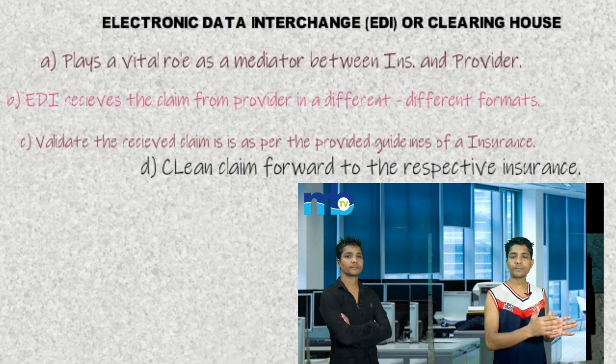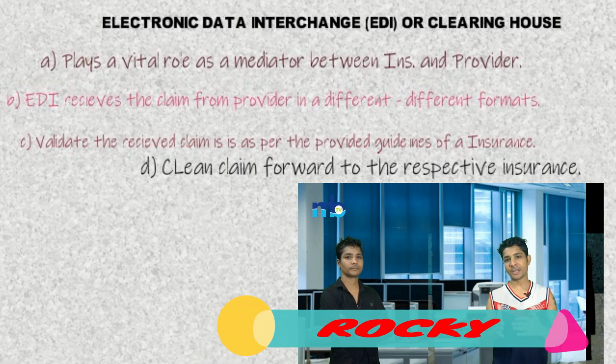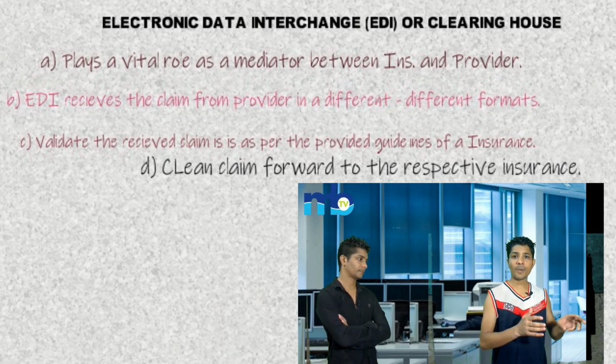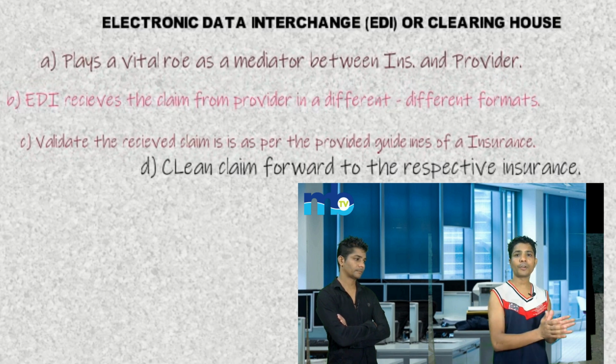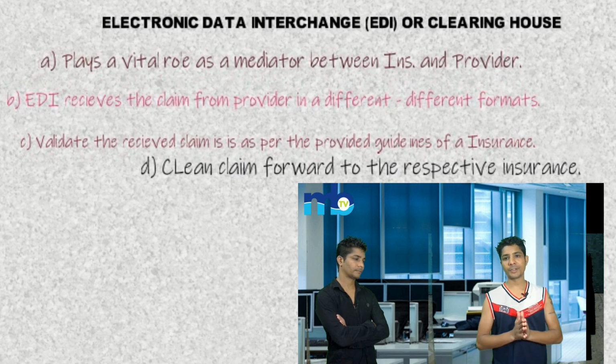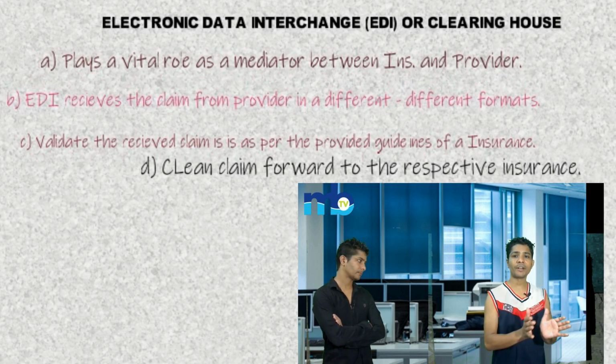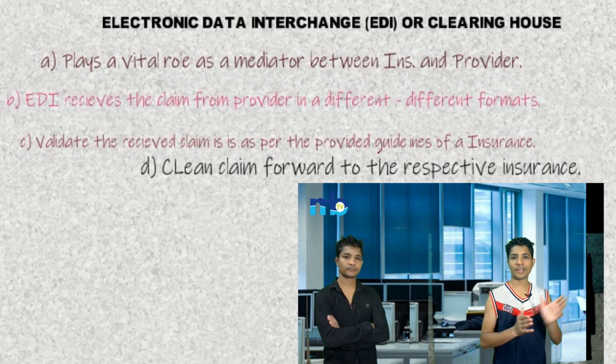So what they do is receive a claim from the provider and check the guidelines of the insurance company. If it is good, then they will reformat all the claims into the format of the insurance company and then forward that claim to the insurance company. I'll explain what the format is. All the providers do not use the same kind of software. They use different kinds of software, and different software has different formats to send a claim electronically.